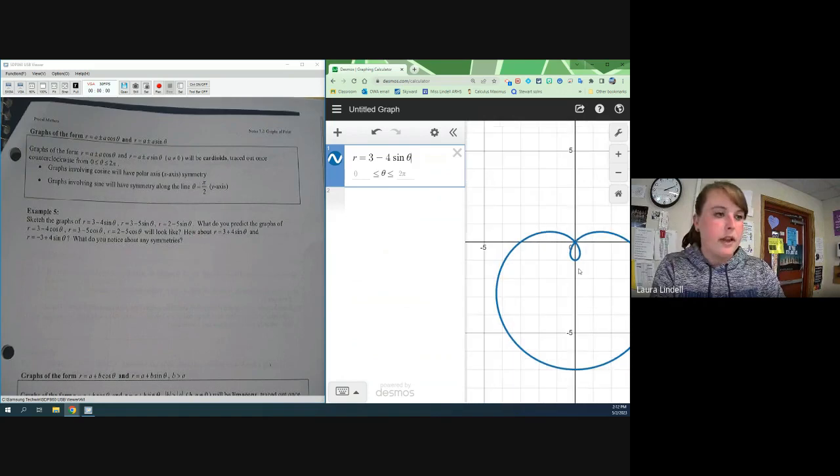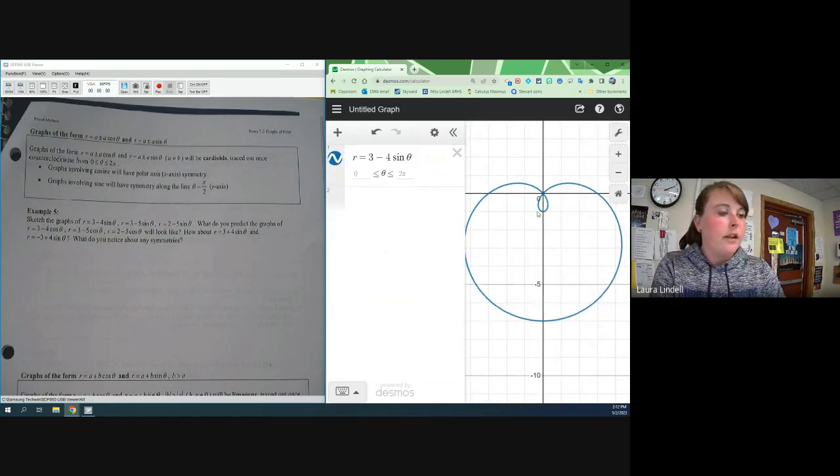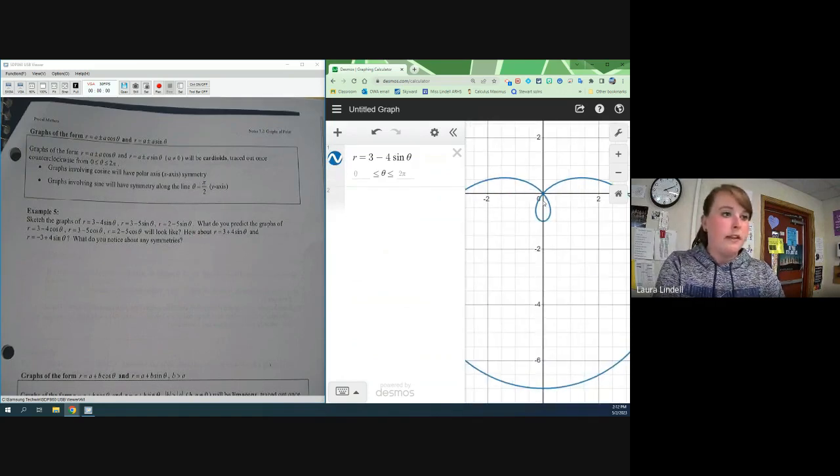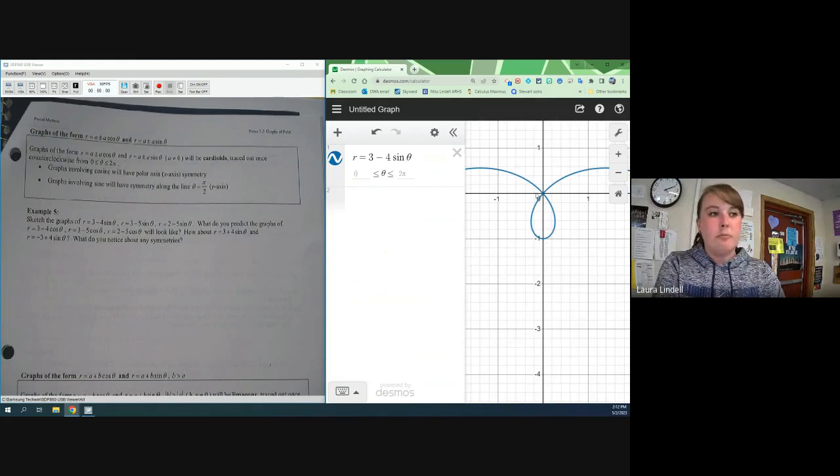All right, well, we get this kind of loopy looking thing here. Some things we should notice about our loopy looking thing. First off, that loop goes from 0 to negative 1. That's an important feature.